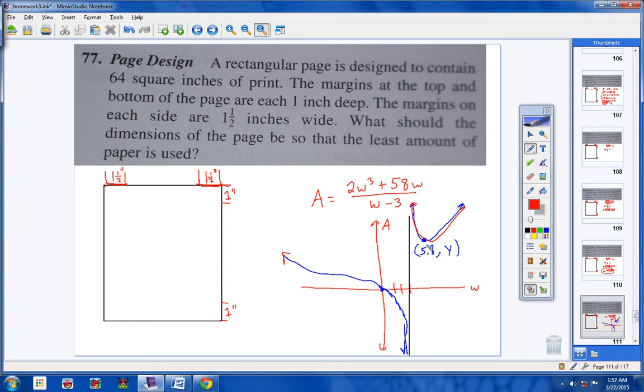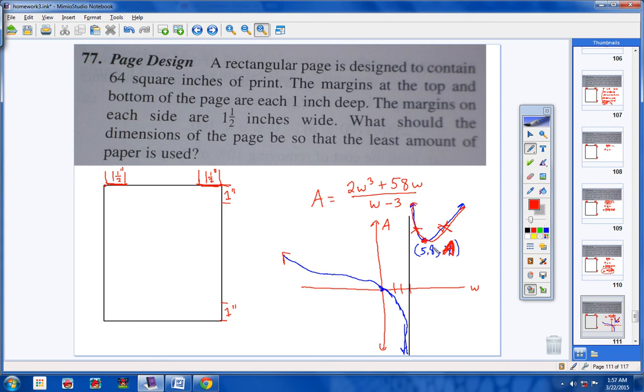Well, here it is. There's my minimum right there. So using my graphing calculator, I hit second calculate, then down to minimum. Then it said left bound, so I make sure my little cursor was over here. Then I hit enter. Then it said right bound. I move my cursor over here. I hit enter. Then it said guess. And I hit enter, and I got a 5.8. So now I know what the width is. Okay, this should be an A right here, not a Y.